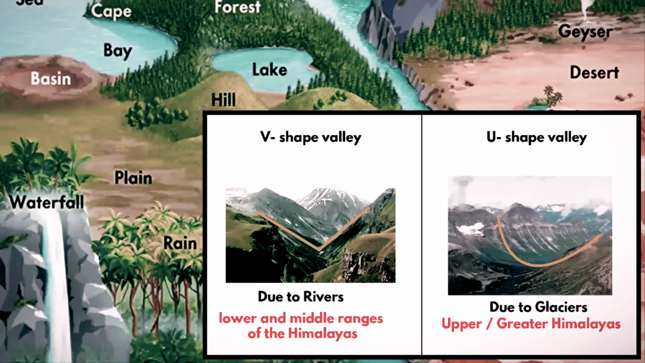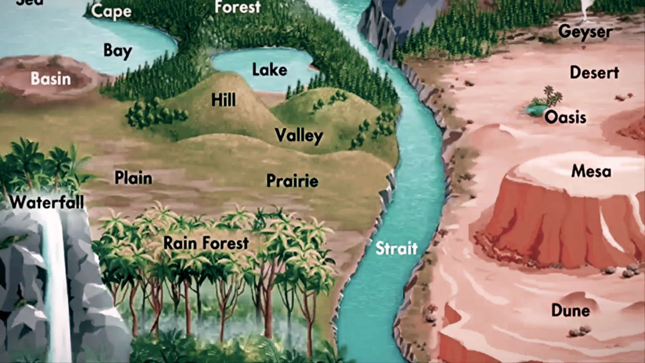Apart from north and northeast India, you will also find mountains in central as well as southern part of India. Since there is no ice or glacier in lower latitudes of India, naturally you will find V-shaped valleys.